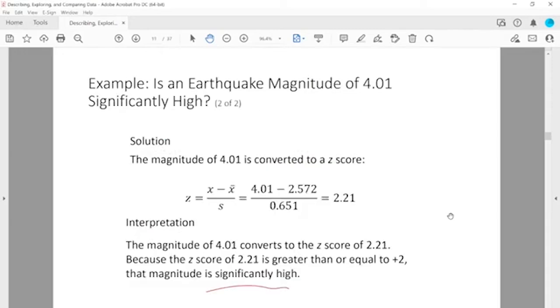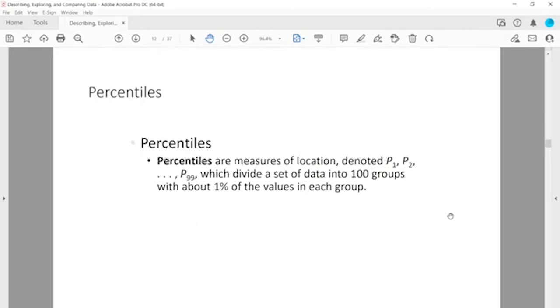Okay, now the next topic is percentile. Percentiles are measures of location. So if you have data, you want to sort the data and find the percentile. We denote percentiles by using this notation P1, P2, P3, P4 up to P99. We divide a set of data into 100 groups with about 1% of the data in each group.